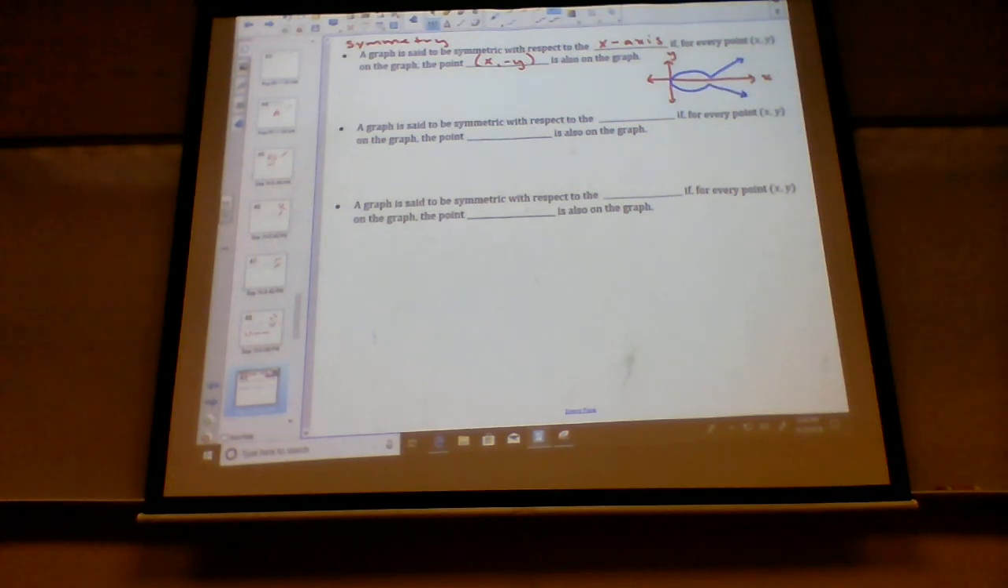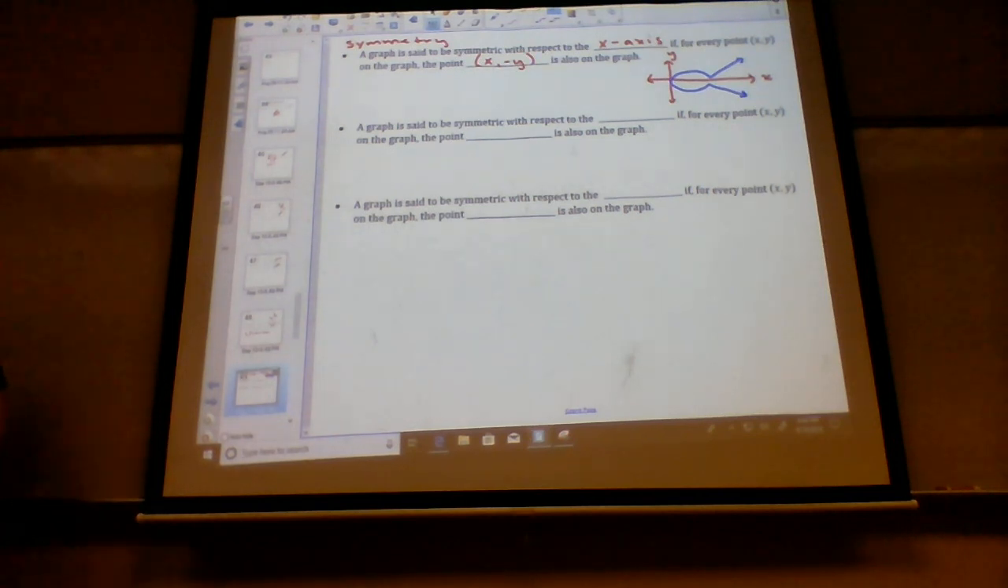Do you see how this function can be folded over the x-axis? That's why it's symmetric with respect to the x-axis. You can literally take that blue function and fold it over the x-axis. Therefore, it's symmetric with respect to the x-axis. All right, let's fill in the next one.